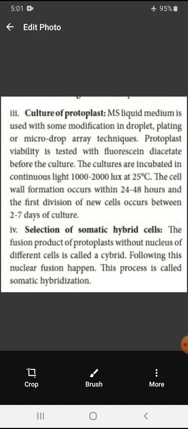Then the fourth step, selection of somatic hybrid cells. Here we use the somatic cells from the leaf. So we are getting the somatic hybrid. What is a hybrid? The fusion product of protoplasts without nucleus of different cells is called a hybrid. Following this, nuclear fusion happens, and this process is called somatic hybridization. The hybrid formed from the somatic cells is called somatic hybridization.